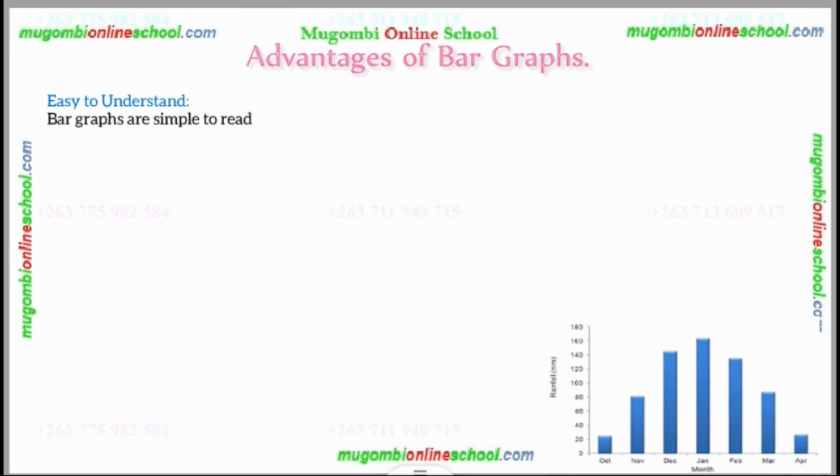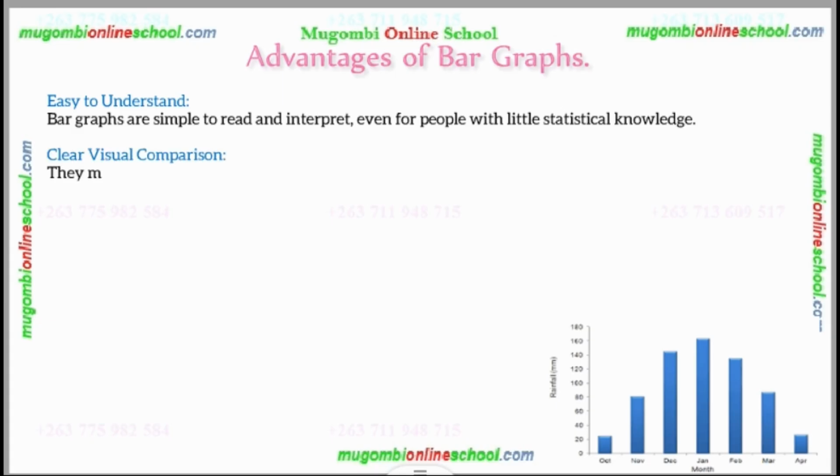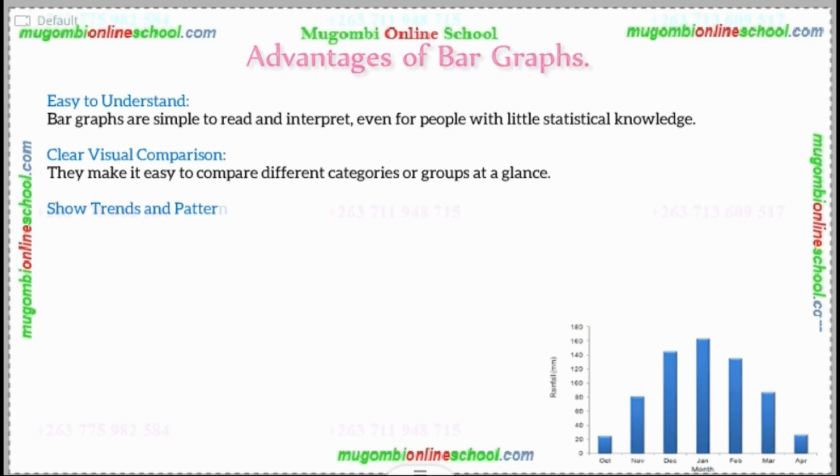Advantages of bar graphs. They are easy to understand, which means bar graphs are simple to read and interpret. Even for people with little statistical knowledge, they can understand. Bar graphs also provide a clear visual comparison. They make it easy to compare different categories or groups at a glance. For example, here we have this bar graph. This shows rainfall for the months from October to April. So we can see that rainfall was very low in October, increasing in November as well as December, and the highest was in January, and it started to decrease in February, March, up to April.